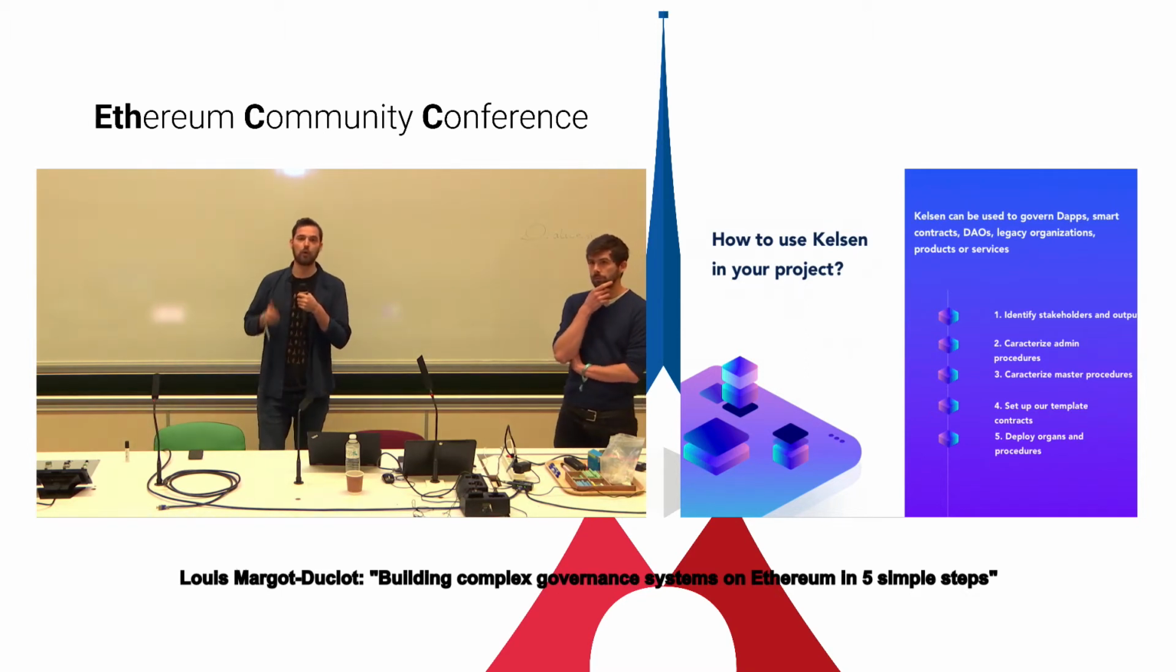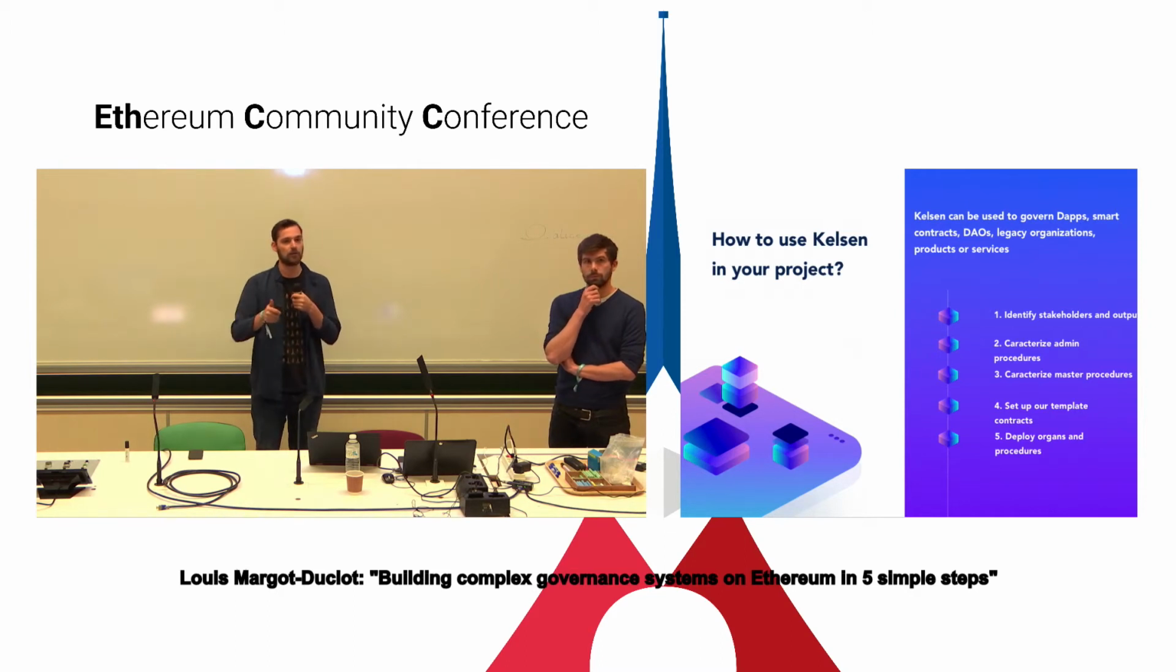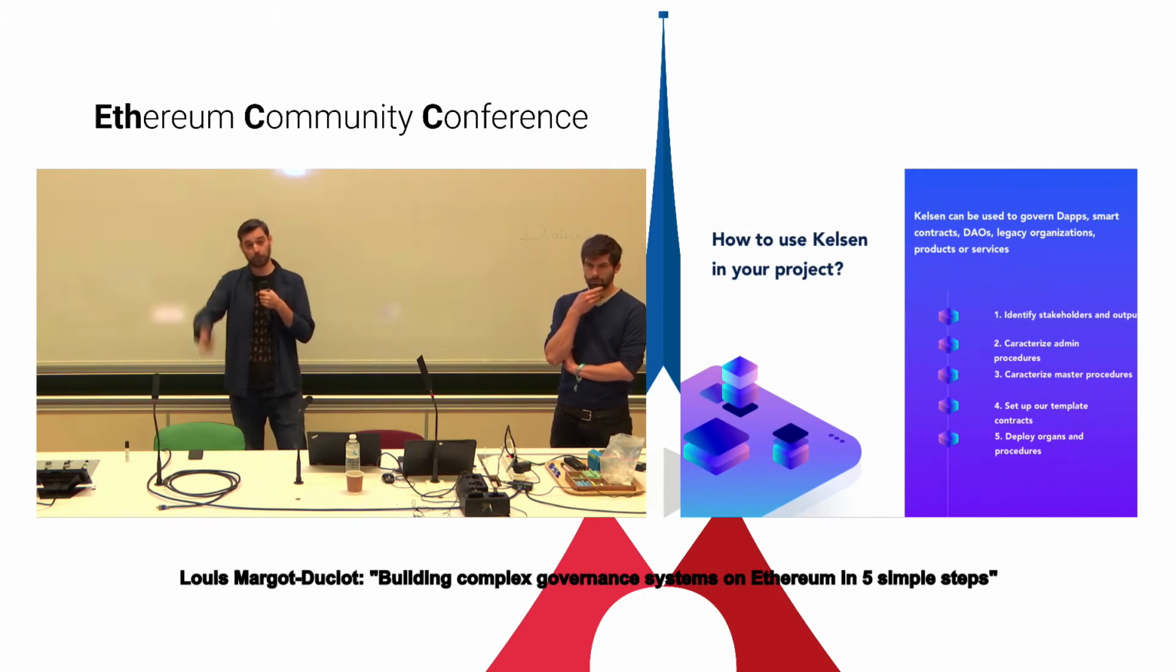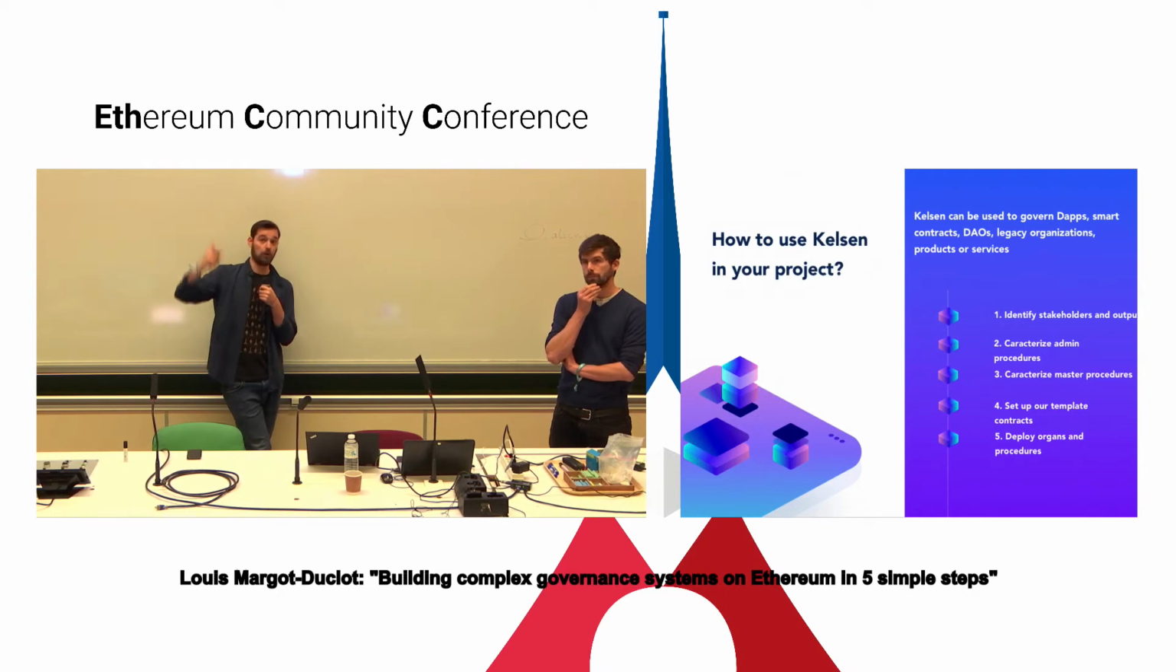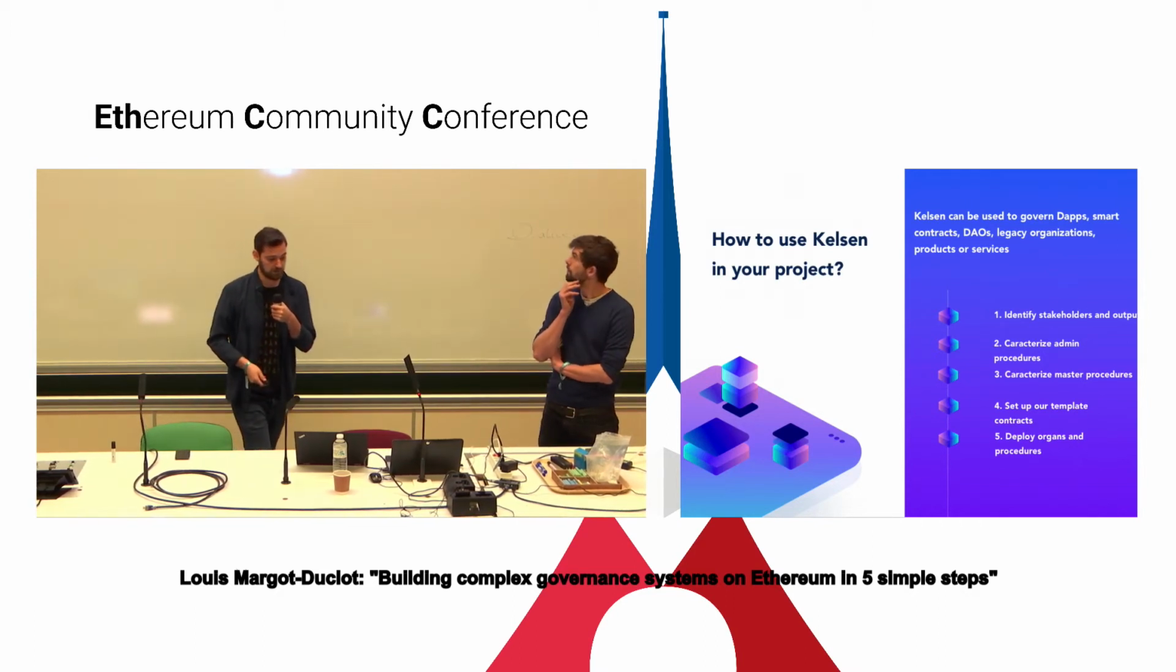One-to-one procedure, so one person will sign a transaction to add one entry to one organ. You'll have many-to-one procedures, so a group of people will be able to vote to add one entry to an organ. Then you'll have many-to-many procedures where many people will be able to vote according to certain electoral rules to add more than one entry.